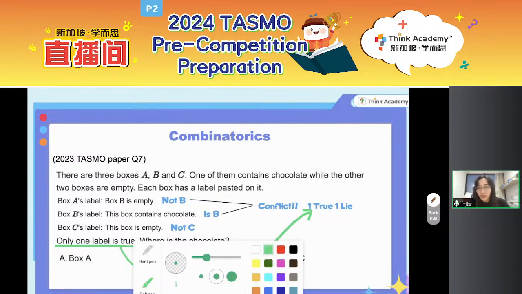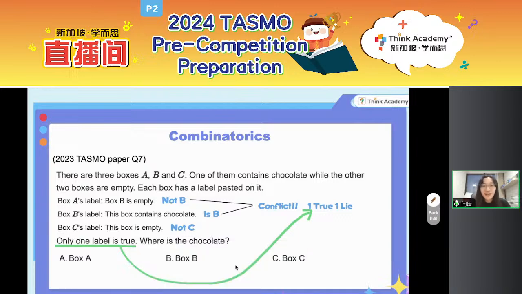So what can we get? What about C? Yes. So C must be lying, right? Okay. So C says this box is empty and it is lying. So where is the chocolate? Correct. That is box C. Now can you understand? Yes, this is kind of logic thinking. Understand now? So usually we just try to translate and then find the conflict. According to the conflict, we can know that there must be something true and there must be something false.